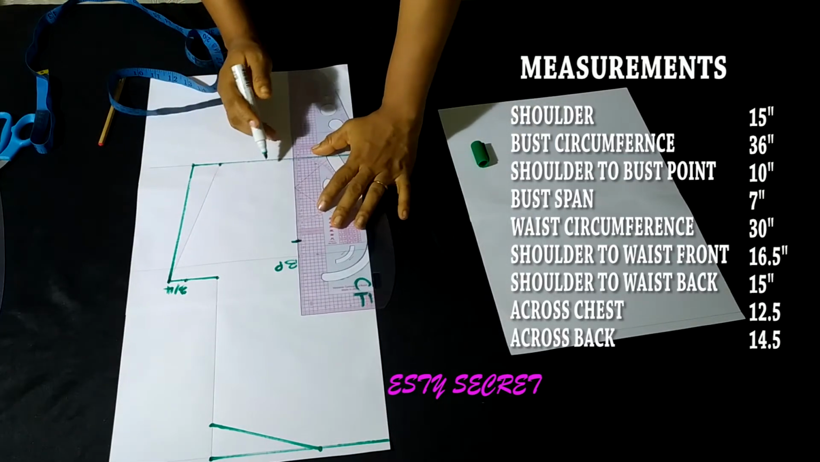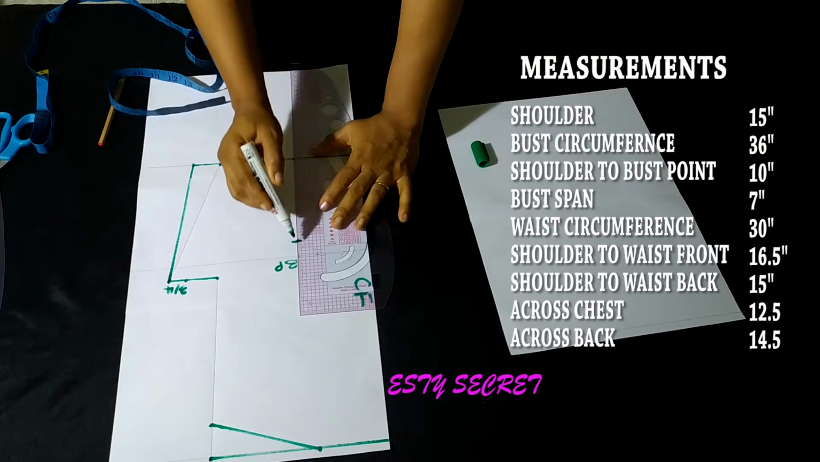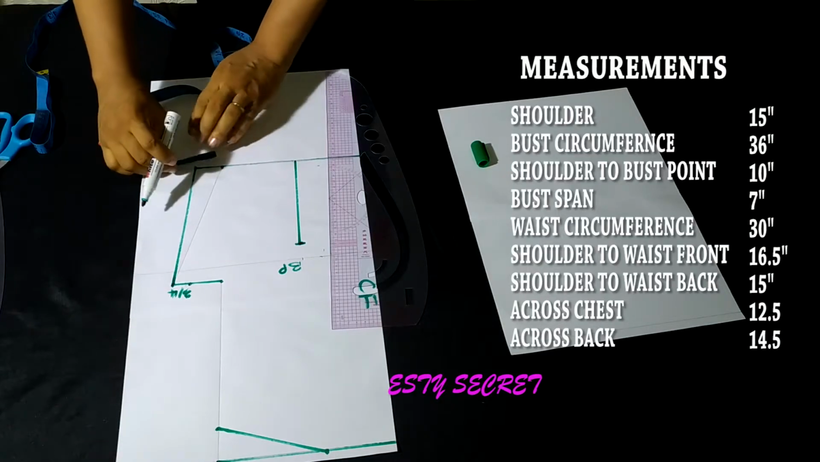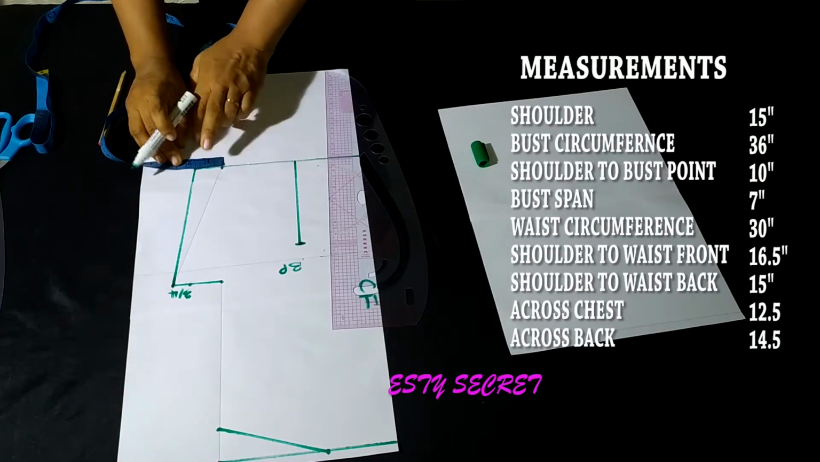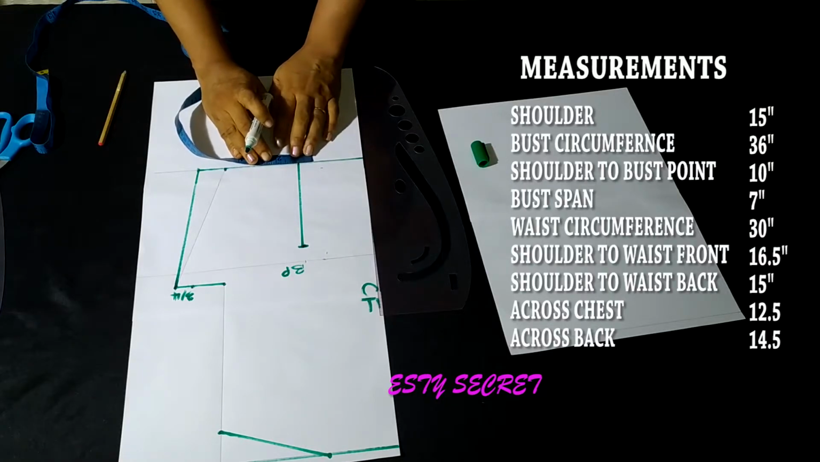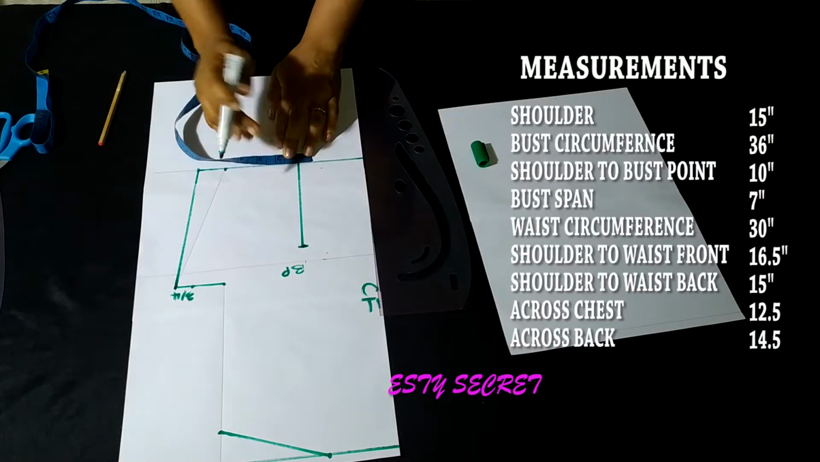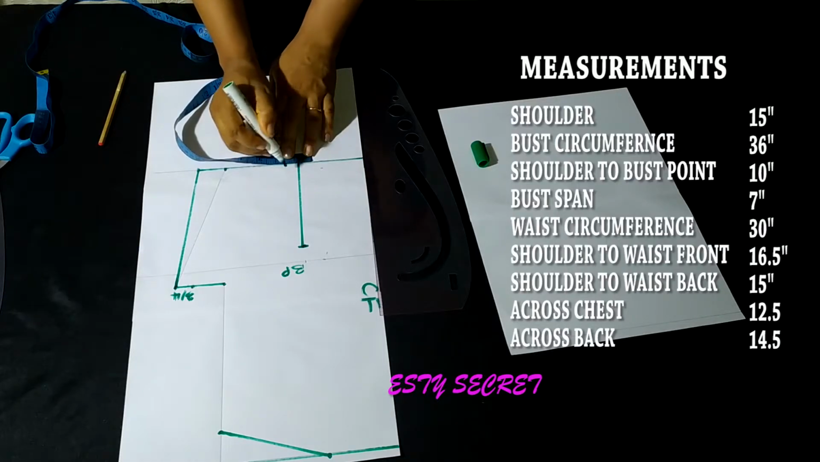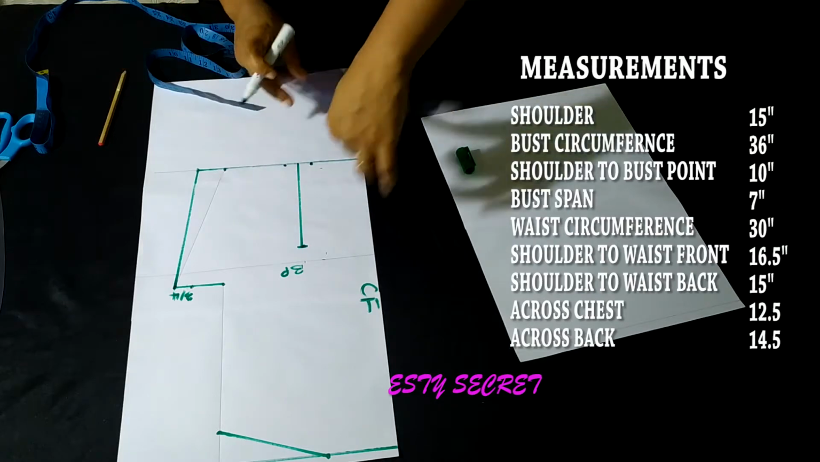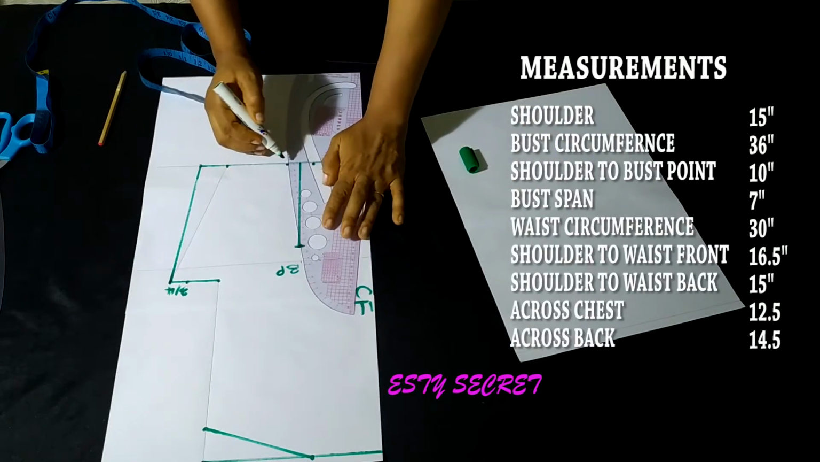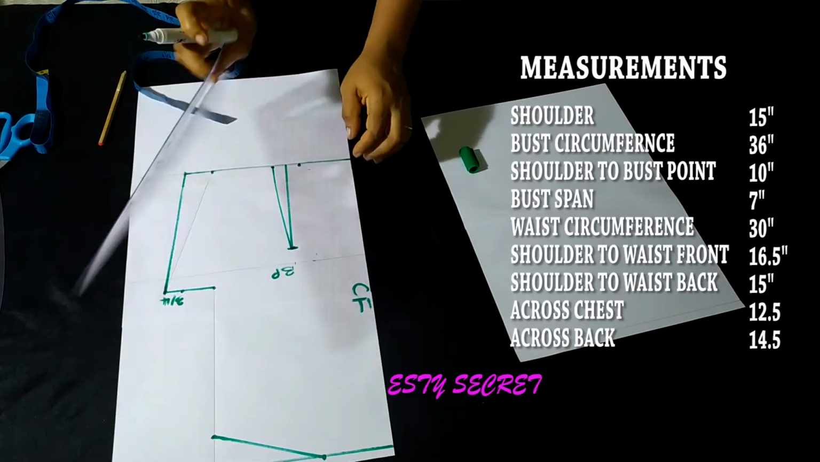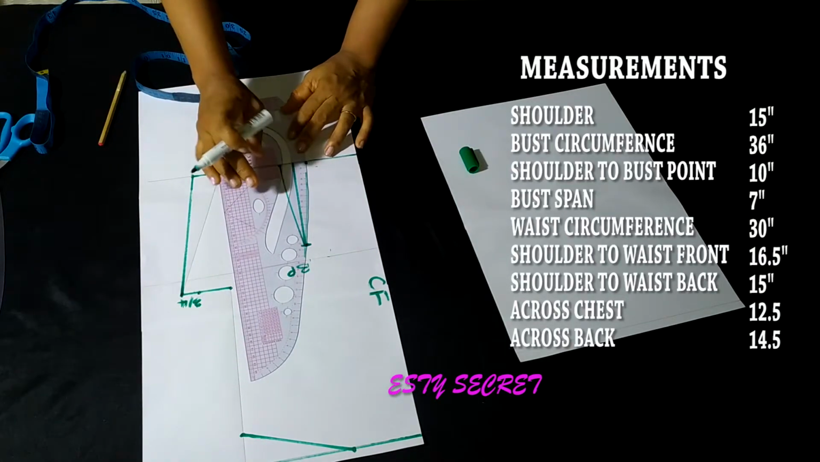So now I can take my rule and draw that out. Remember that we had 1.5 inches here for the dart. So 1.5 inches divided by 2, that's 3/4 of an inch. So I'm going to be marking 3/4 of an inch on both sides, like so. Now I can connect it to form a dart. Here it is.